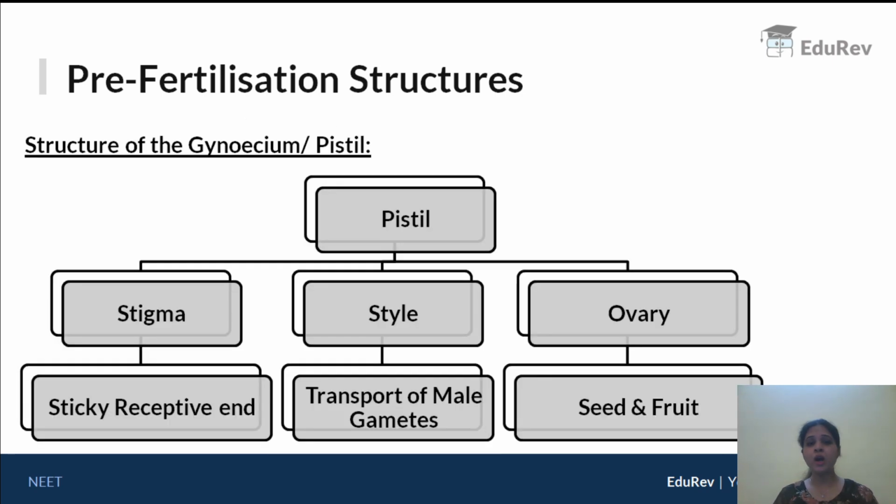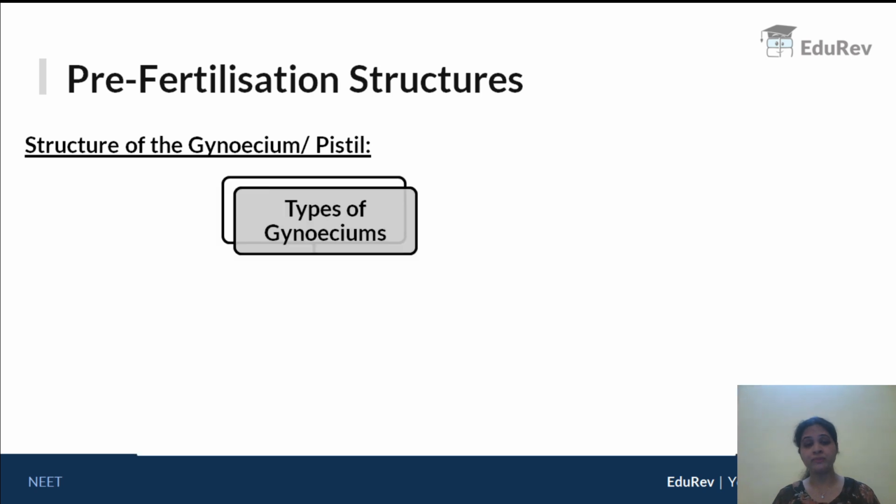So you have an outline here of the pistil. It has three parts: the stigma, which is a sticky receptive end, the style, which is meant for the transport of the male gametes by the formation of the pollen tube, and finally the ovary, which contains the ovules that give rise to the seed, and the ovary itself will form the fruit.